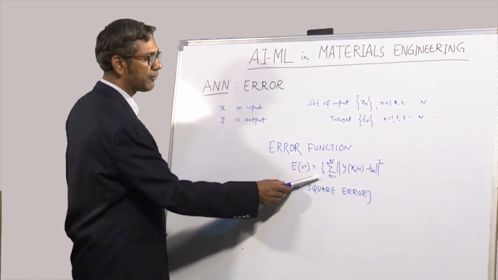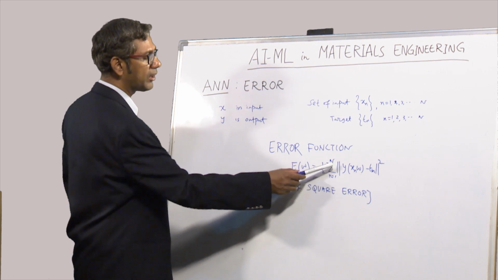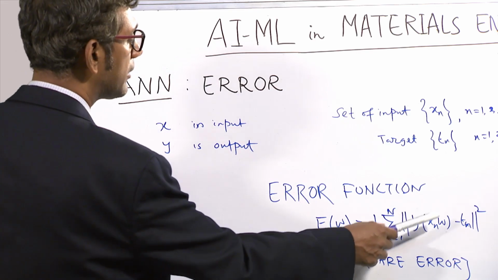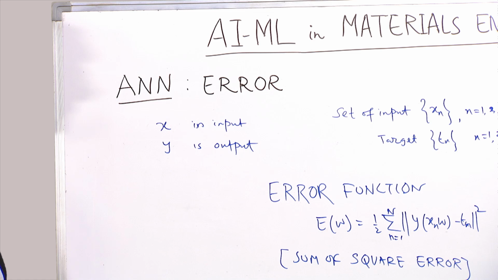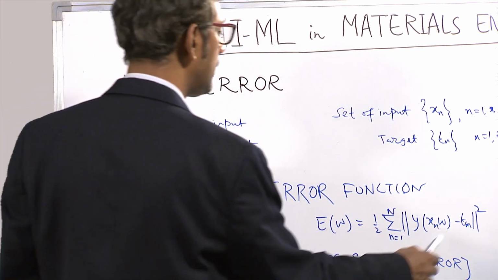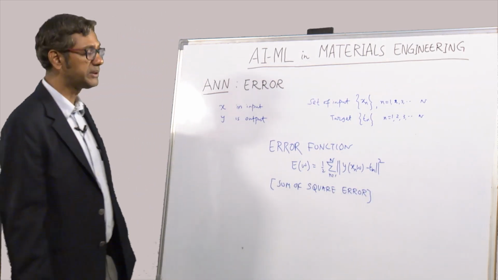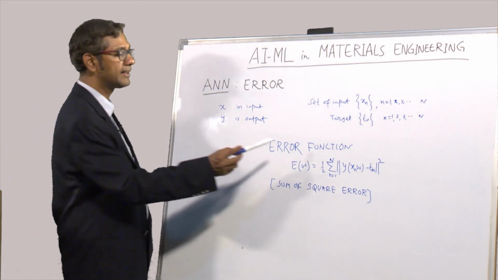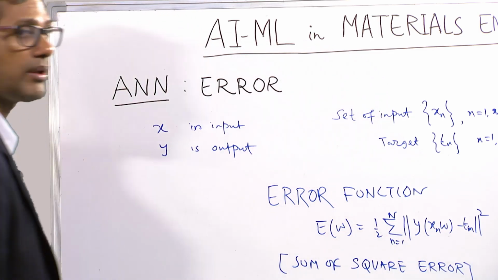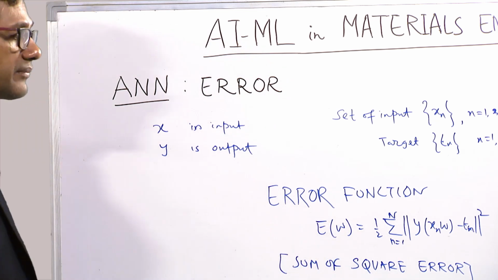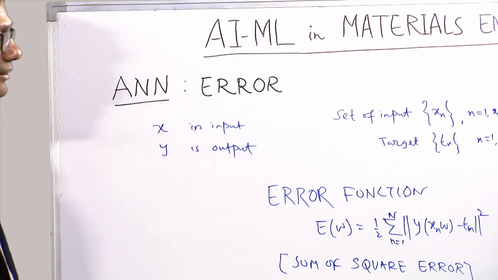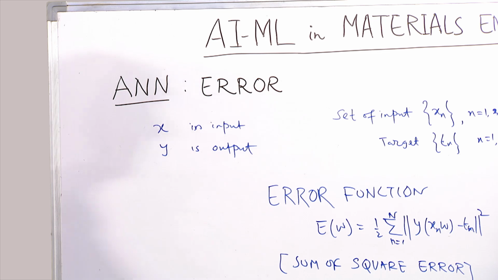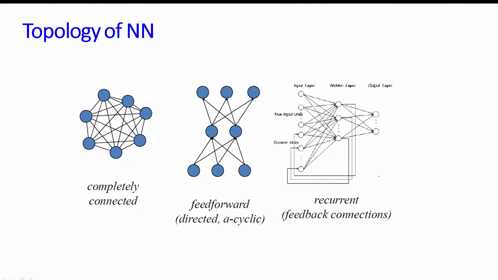E(w) is equal to half summation from n equals 1 to capital N, of y(x_n, w) minus t_n, whole square. You can see this is a difference between the output and the target, and you calculate it for each step and sum it over. That is the error function used in machine learning. Now the question is, we use a lot of iterative methods to reduce the error. How do we reduce the error?